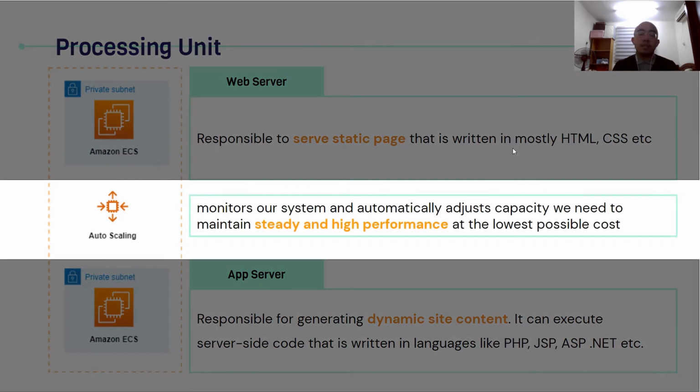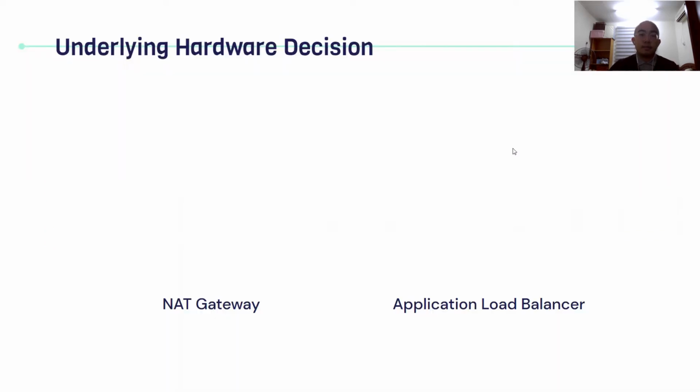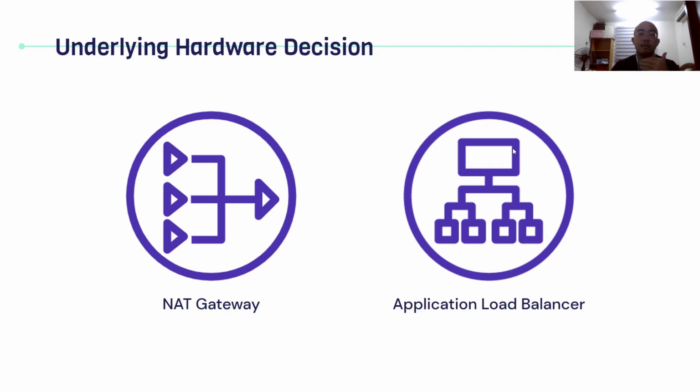For both containers, we have an auto-scaling group to help us monitor and maintain steady system performance by automatically adjusting the system capacity. Next up, I would like to talk about the underlying hardware decisions we have for our architecture. In our architecture, we need a NAT gateway and also an application load balancer.